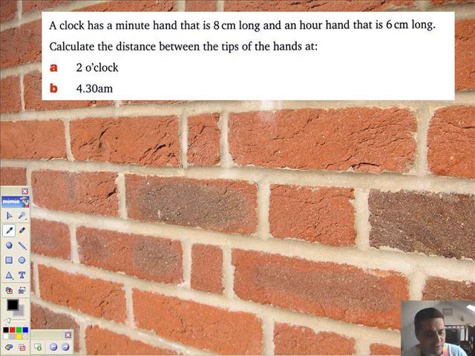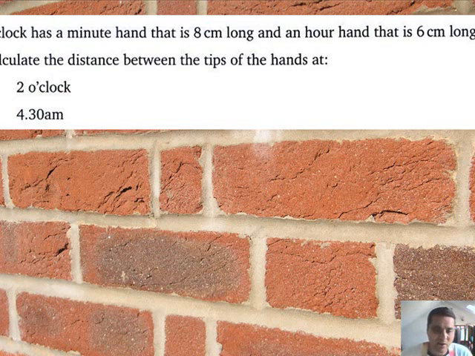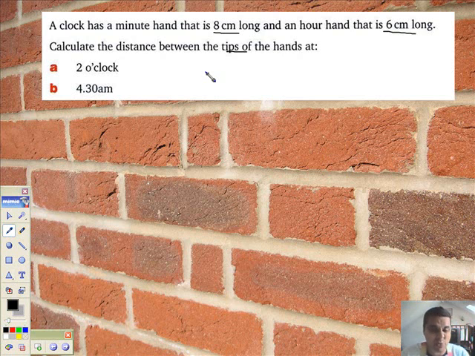Question 4 presents us with a few very interesting questions. Really lovely. Still playing with the cosine rule based on page 333, but this is question 5. It says a clock has a minute hand that is 8 centimeters long and an hour hand that is 6 centimeters long. Right, so we've got 6 and 8. Calculate the distance between the tips of the hands at 2 o'clock.